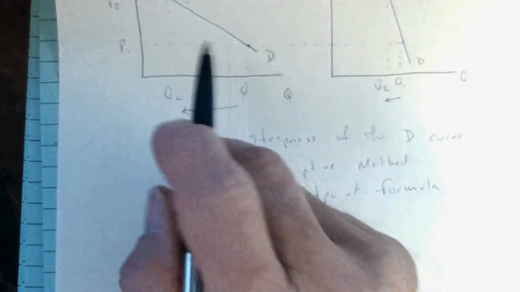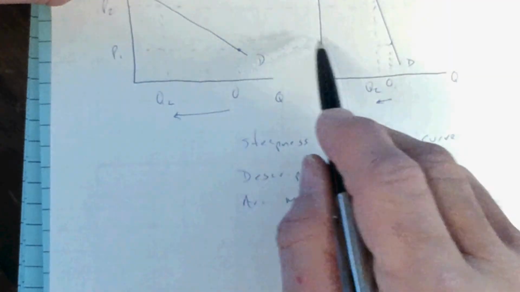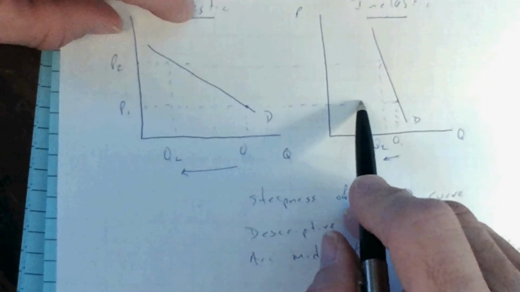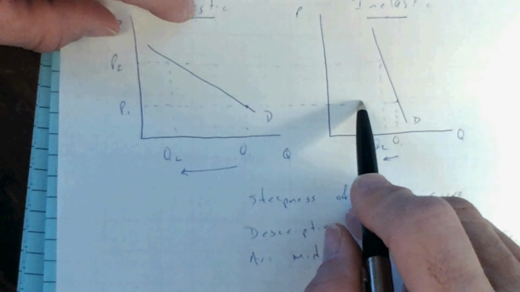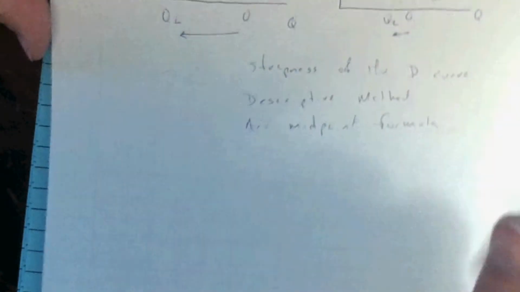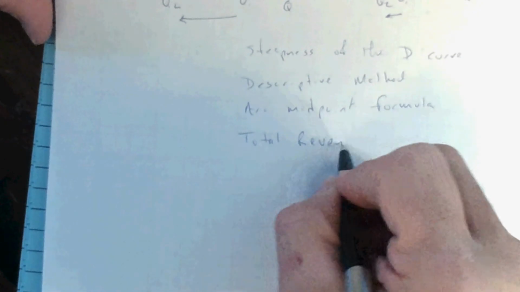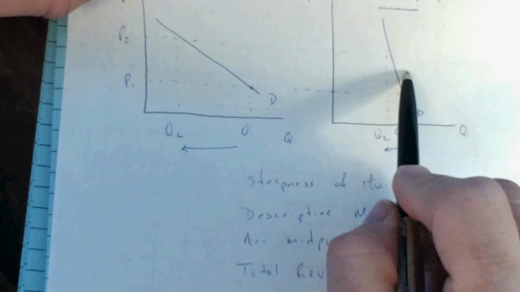Since we're talking about steepness, you might think that you can calculate slope to determine whether something is elastic or inelastic. But that's not how we're going to do it. We're going to do it by the inverse of the slope, taken as an absolute value, halfway between data points, which we'll get to. But it is a slope-like formula. And the final one is the total revenue test. 4 methods of determining whether a good is elastic or inelastic as seen by consumers.